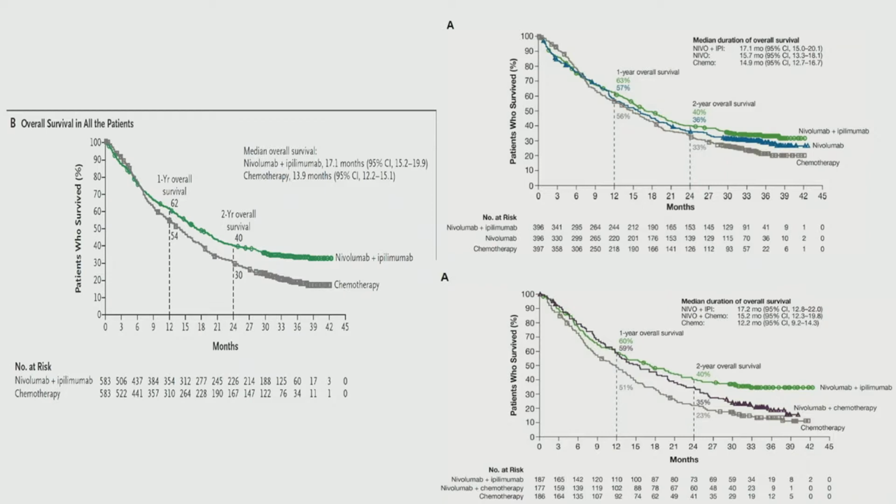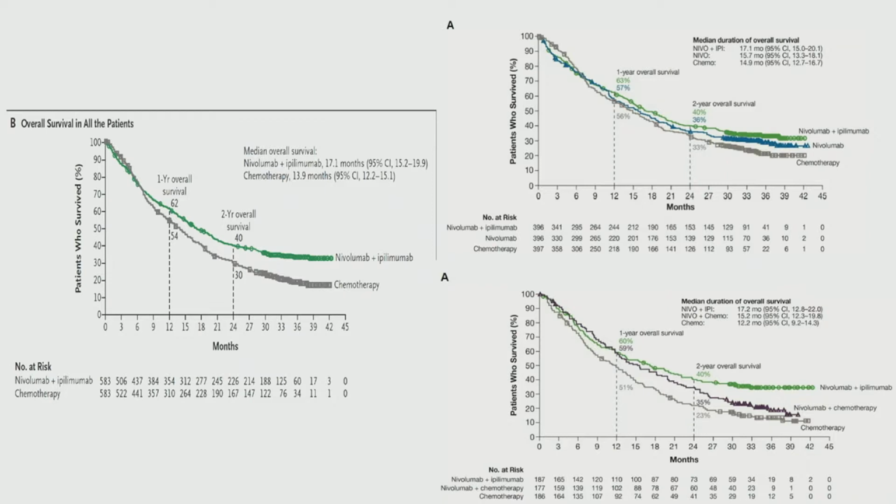And what it suggests, again, is that nivo-ipi is better than chemotherapy regardless of PD-L1 expression. It didn't really beat nivo in the PD-L1 positive group. It really looked very good in this sort of post-hoc analysis in the PD-L1 negative group. What's interesting here, and something that I think we should think about, is that the nivo chemotherapy arm should be identical to pembro chemotherapy, and it does look a little bit better. I don't think that was statistically significant like it was in the other trial.